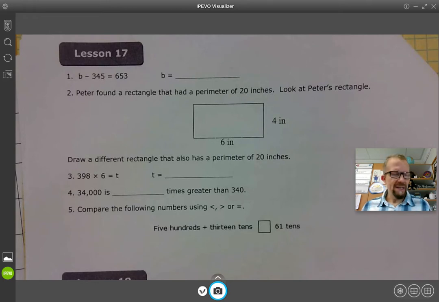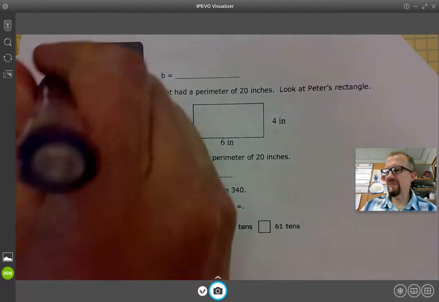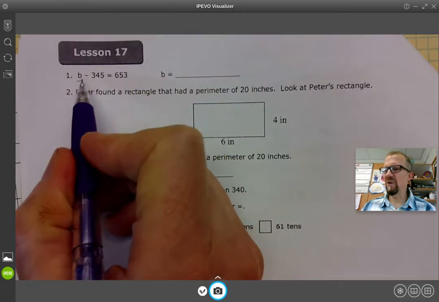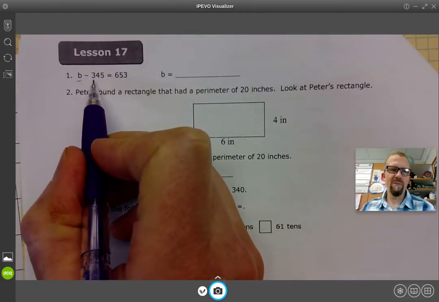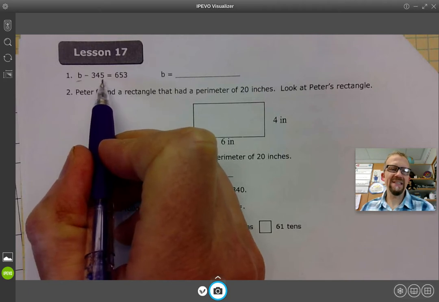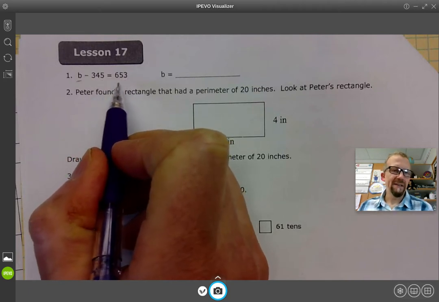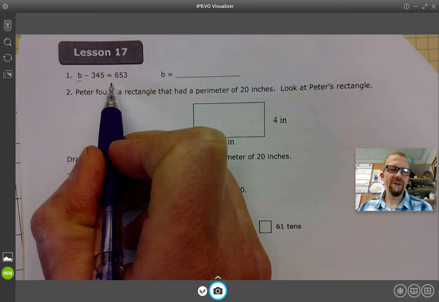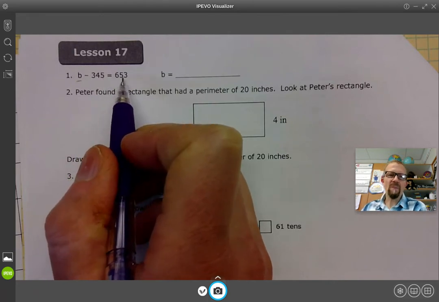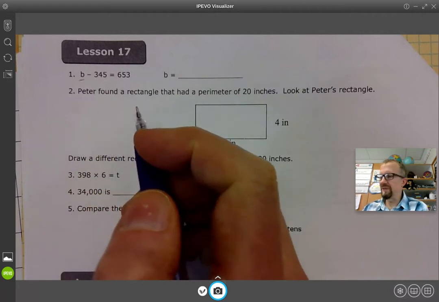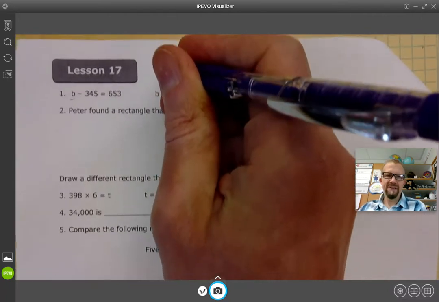So number 1 says b minus 345 equals 653. So b is just some number, and I know right away that b is a fairly large number. It's got to be more than 345 because I'm going to take that away. Take away that 345 and get 653.